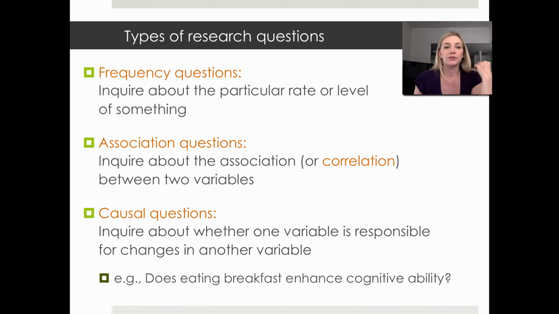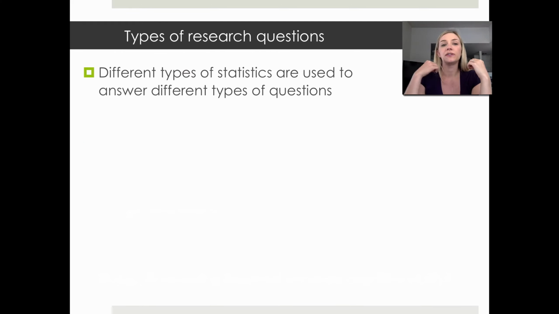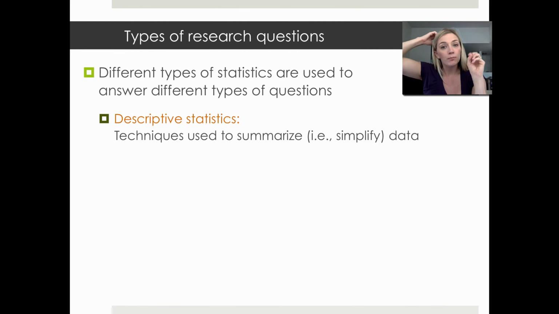All right. So now that we've gone over these three types of research questions, we can talk about the different types of statistics that are used to answer these different types of research questions. There's two types of statistics. One broad category is descriptive statistics. These are statistics that are used to summarize data.